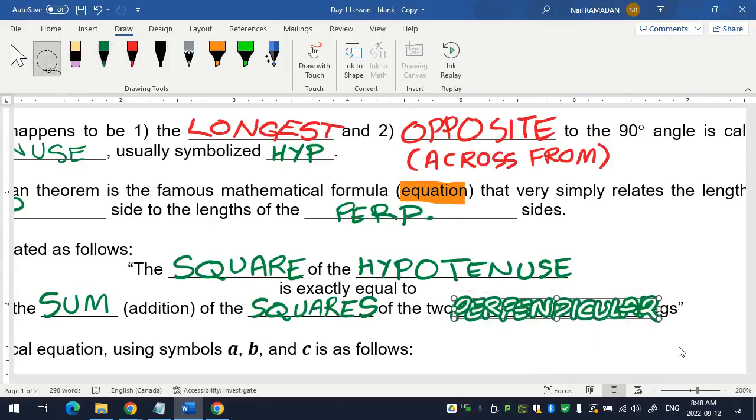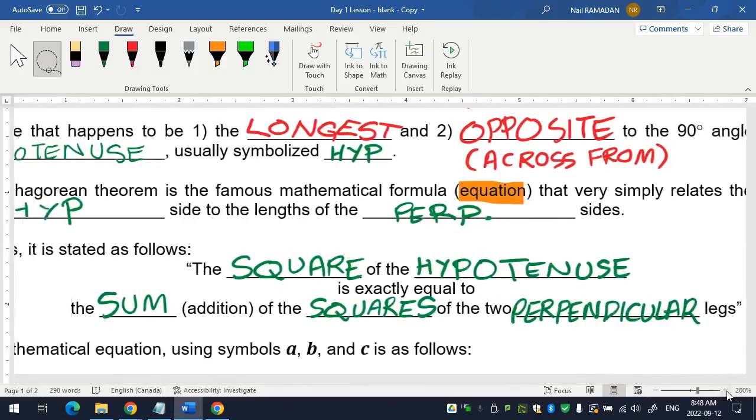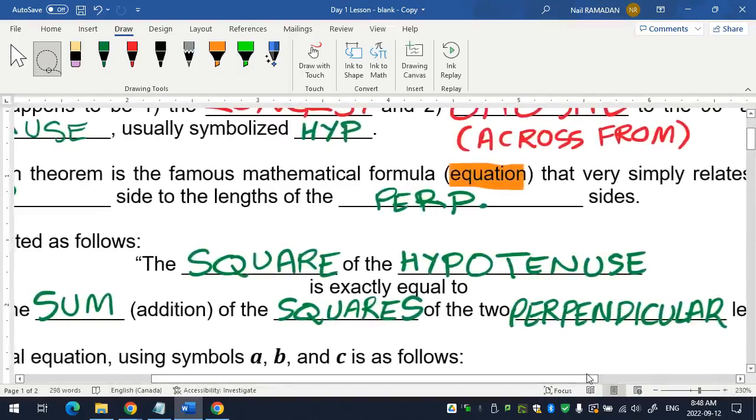Okay, so that's the theorem in words. The square of the hypotenuse is exactly equal to the sum, addition, of the squares of the two perpendicular sides. Discovered since the days of the Greeks and has not failed once to this day. If it fails, it means one of two things: either this universe doesn't make sense, or you made a mistake in your math. There's absolutely no third choice.